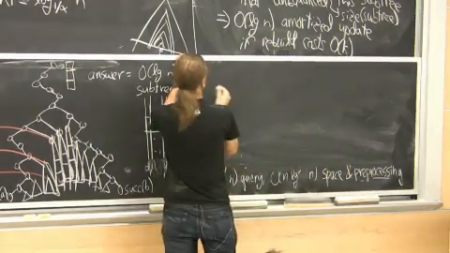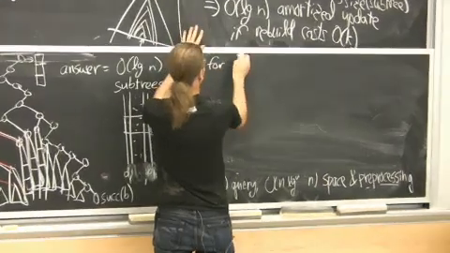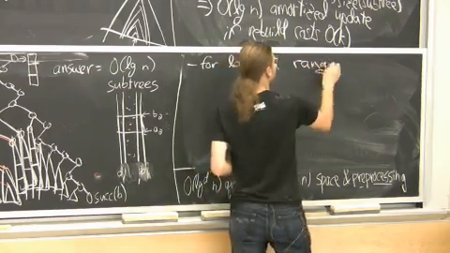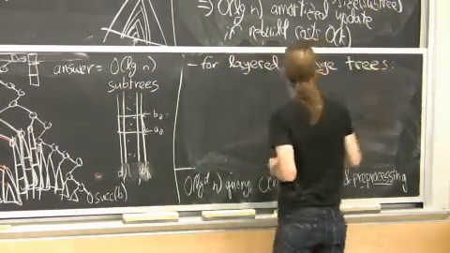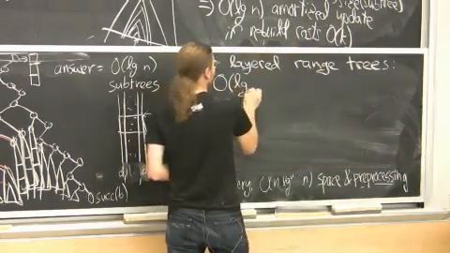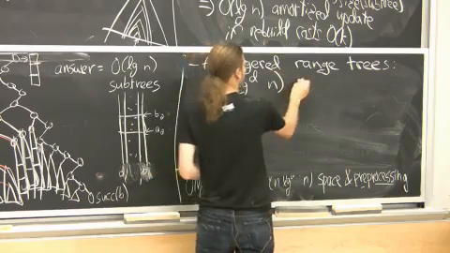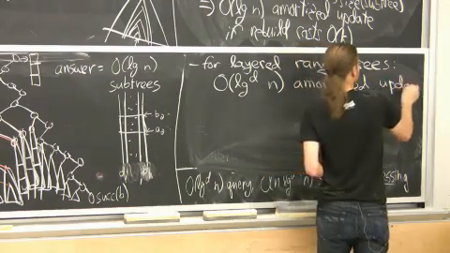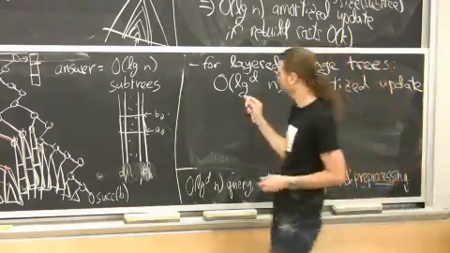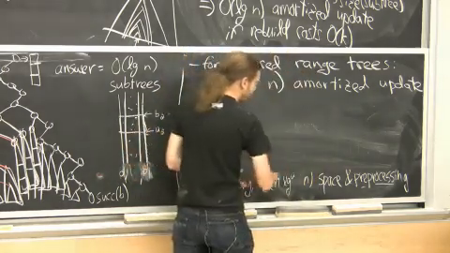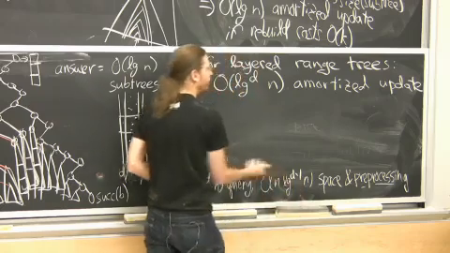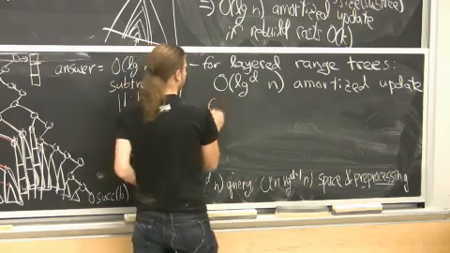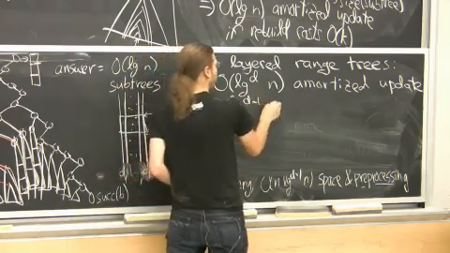So that was the generic structure. And now if we apply this to layered range trees, we get log^d n amortized update, because we had k log^(d-1) k preprocessing to rebuild the node. And just to recall, we still have log^(d-1) n query.